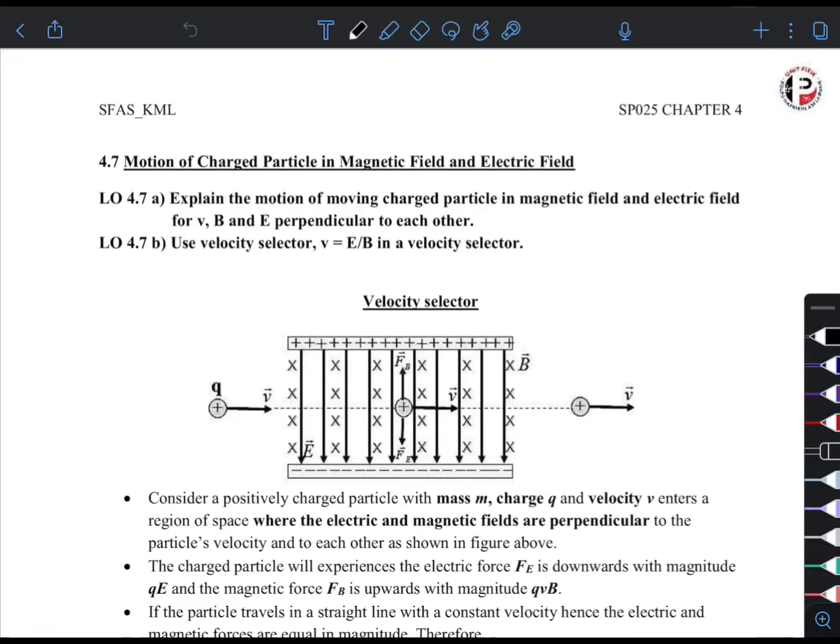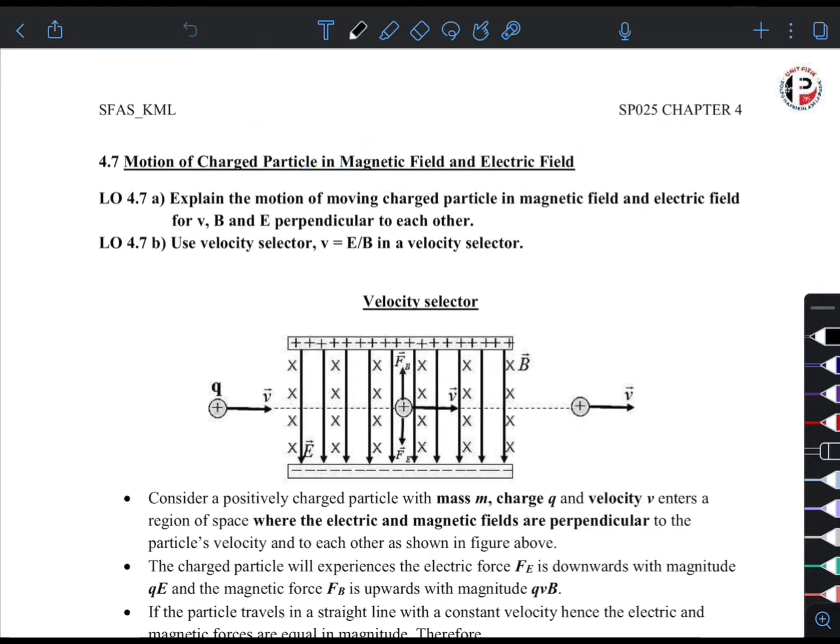Assalamualaikum and hi. So now we are going to look at subtopic 4.7 from chapter 4, motion of charged particles in magnetic field and electric field. So we are going to look at what is going to happen to the charged particle when it moves in the magnetic and also electric field.